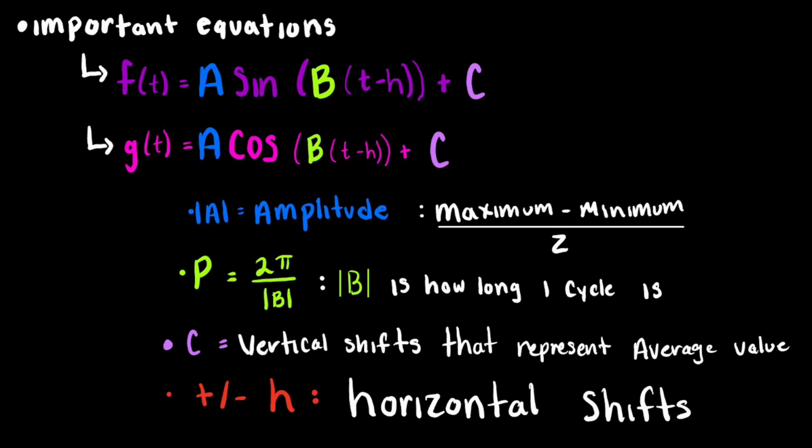Next is C, and this will tell you the vertical shift of the graph. So if the graph does not start at 0, that is a vertical shift, and the way you find it is by adding the maximum and the minimum and dividing by 2, or in other words, finding the average. And then where you see t minus h or t plus h, this will tell you if the periodic function is shifted to the right and by how much.